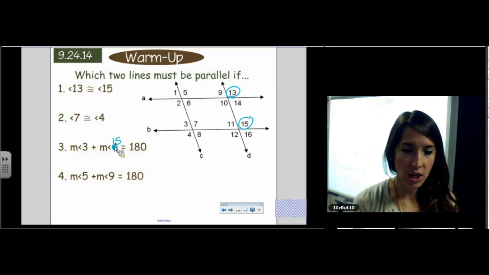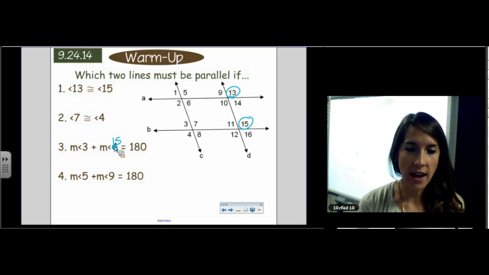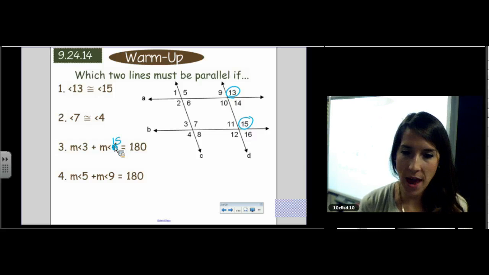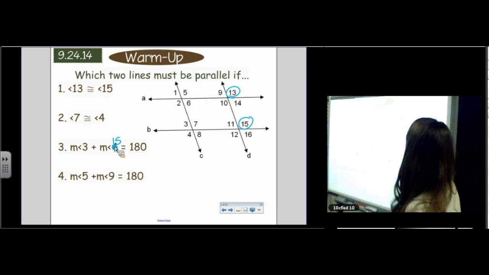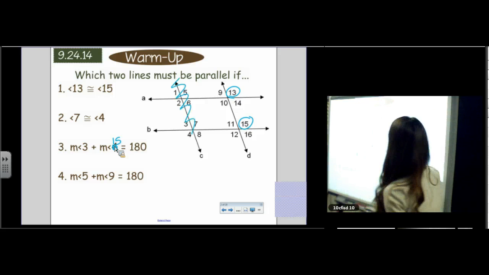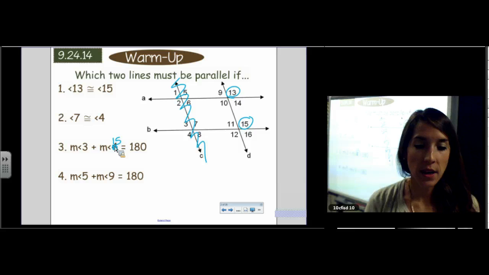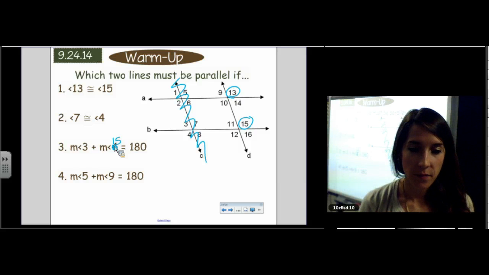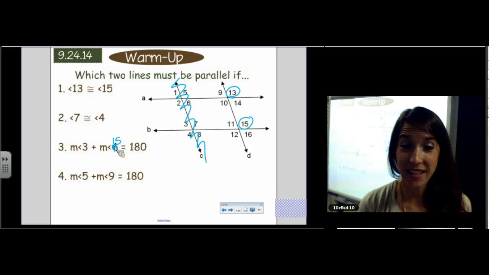What you need to ask yourself is which line could we erase from our picture and we would still have angle 13 and we would still have angle 15? So we could erase line C, and 13 and 15 are still intact.